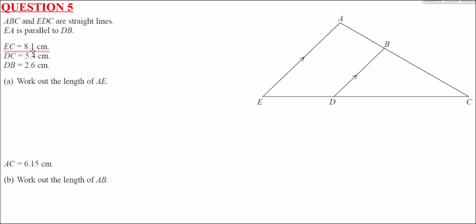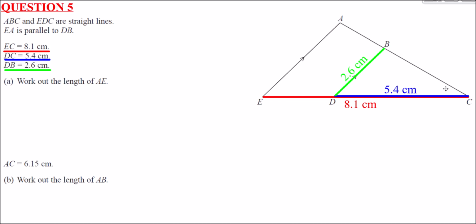We know that EC is 8.1, so let's label this on. All the way from E to C is 8.1. From D to C is 5.4, so I can go on 2. And then from D to B is 2.6, so label this on. From D up to B is 2.6. Now let's be thinking of this smaller one, DBC, the smaller triangle, compared to the bigger one, ACE.